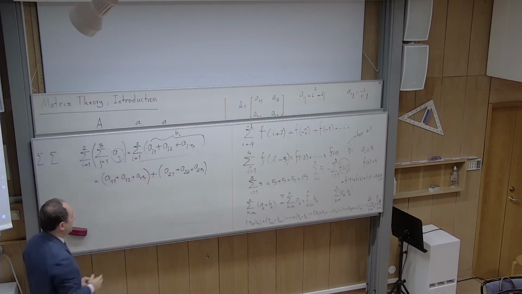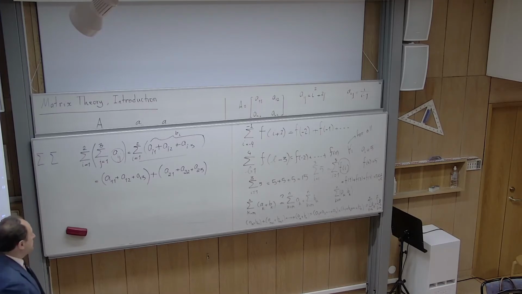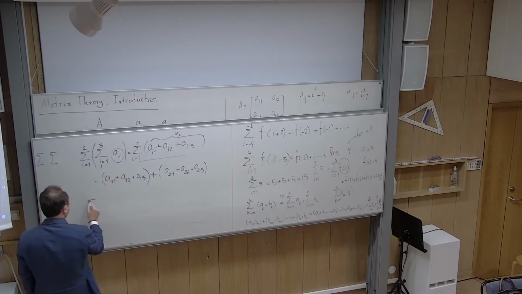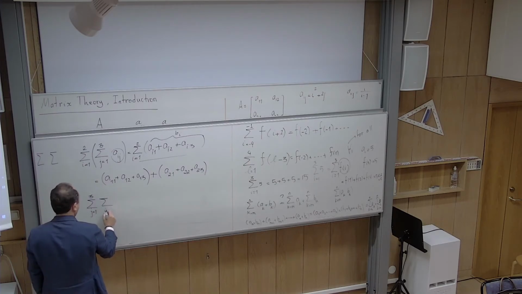So this would be here. But now, if I interchange them, what will happen? So if I write sigma, j goes from 1 to 3 first, and then I write sigma, i goes from 1 to 2, and then I write a_ij.